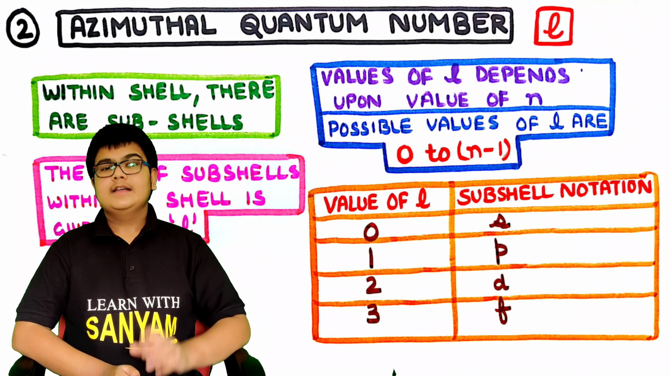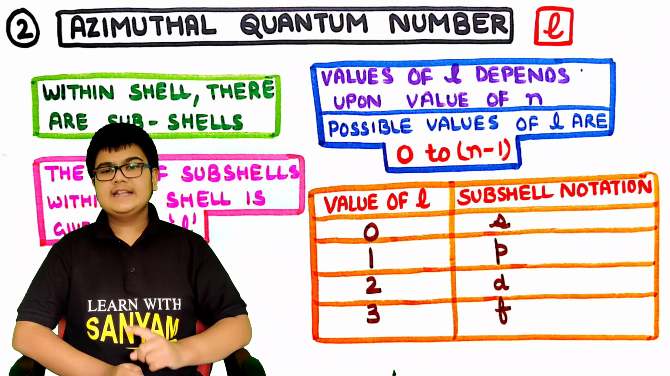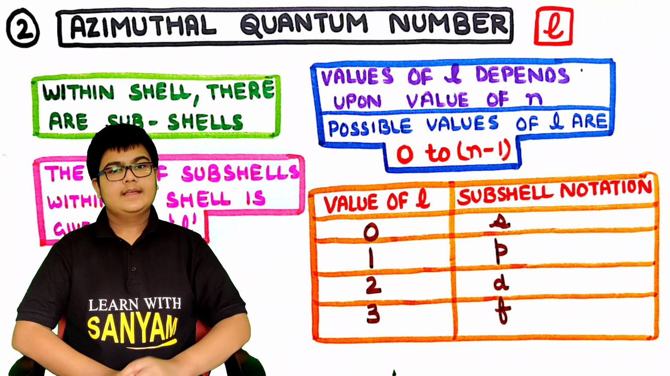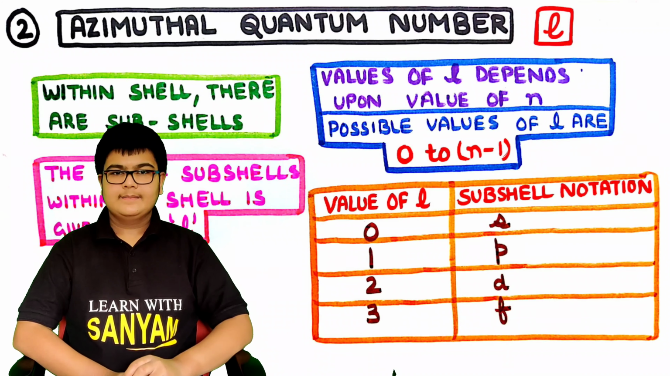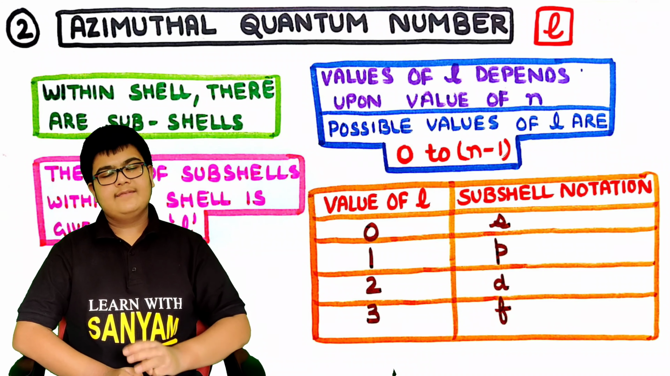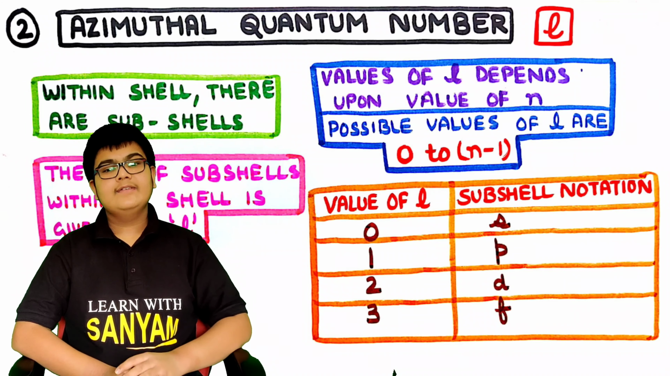Now we have some subshell notations for the different values of l. If l equals 0, then the subshell is called s subshell. If l equals 1, then the subshell is called p subshell. If l equals 2, then we have d subshell. And if l equals 3, then we have f subshell.